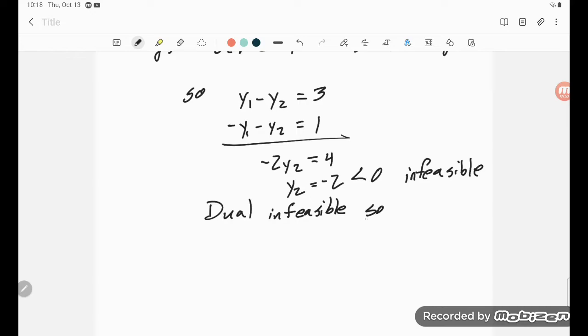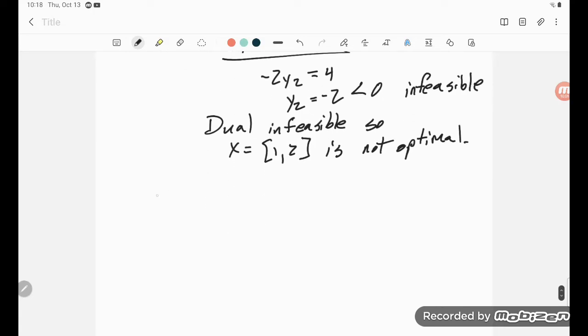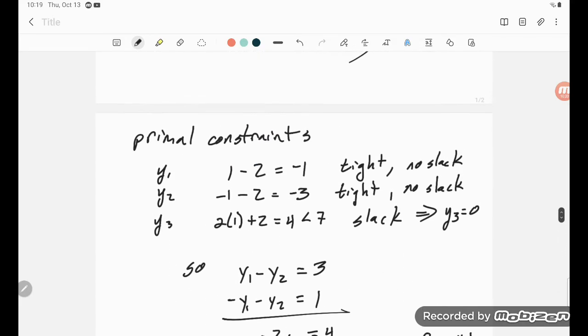Okay, so x equal 1, 2 is not optimal. All right. Well, okay, is x equal 2, 3 optimal? Okay, we go through the same sort of thing.